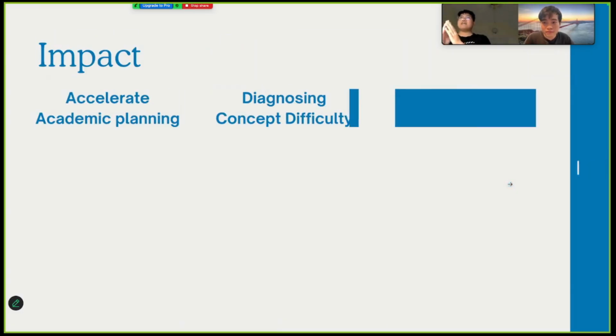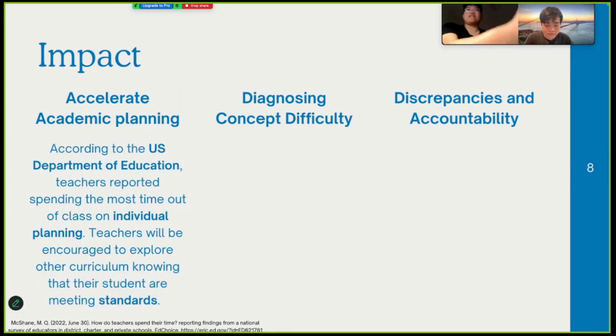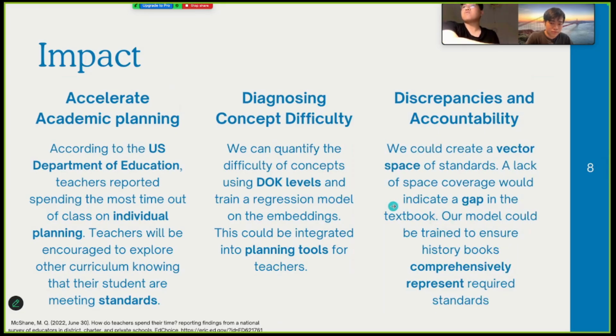With a better model that can solve this problem, what is the impact we plan to have on education? It would help professors and teachers accelerate their academic planning, knowing how to help students meet standards. It also helps them diagnose conceptual difficulty, and it could serve as an integrated planning tool for academic planning. It also helps cover discrepancies and missing gaps in our textbooks, ensuring the books comprehensively represent all the required standards for testing.